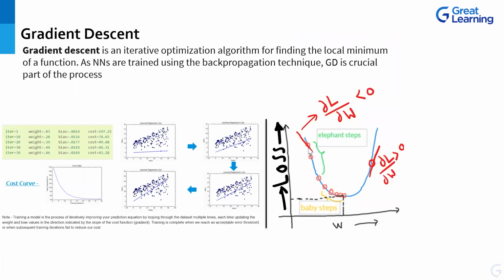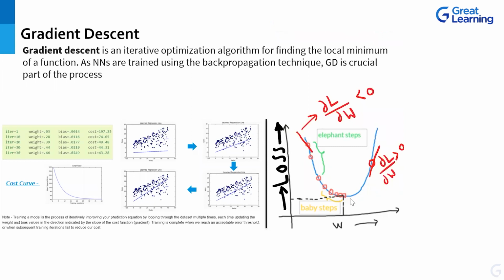Here, the slope of the loss function, dL by dW, is negative, which means we want to increase the W value to minimize the loss. On the other hand, if we are here, we have a positive slope, which means dL by dW, the derivative of the loss function with respect to W, is positive. To minimize the loss, we have to move from right to left, in this direction, to reach the minimum point.